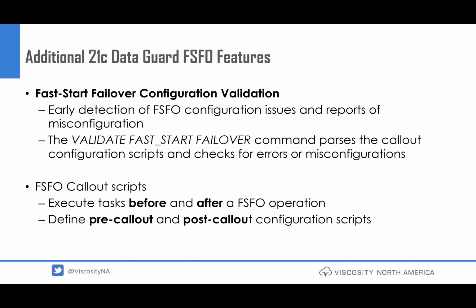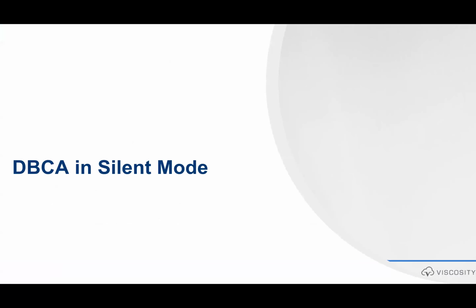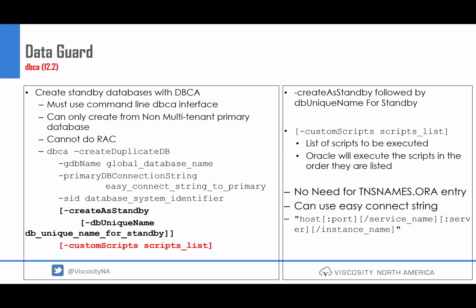Fast Start Failover has a lot of new features over the different releases. And now with 21C and above, from a fast start failover perspective, not only can I validate, but there are callout scripts you can run before and after a fast start failover operation. And you're wondering, why do I need fast start failover?